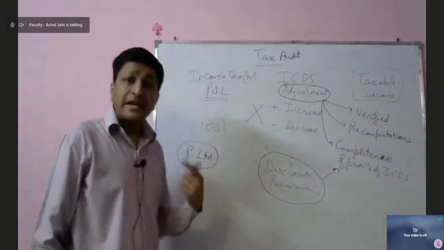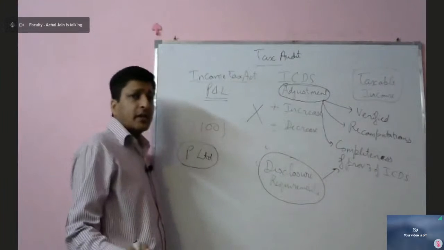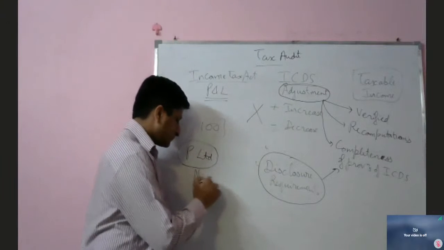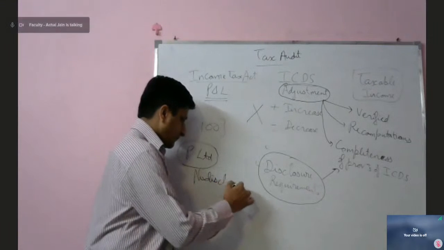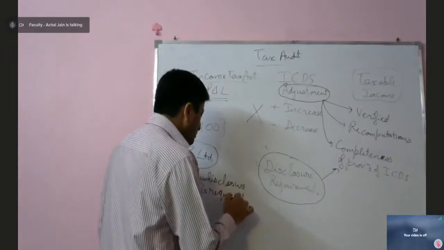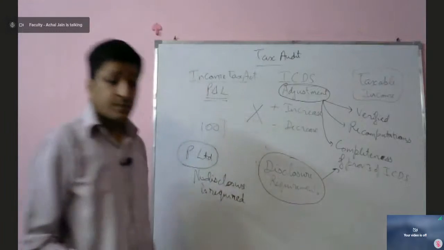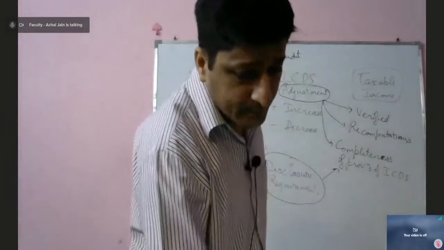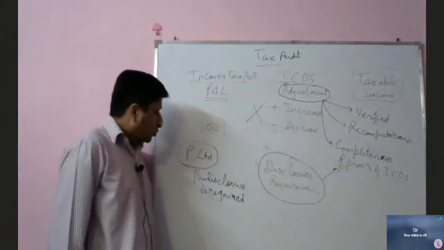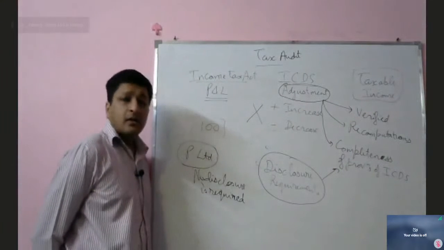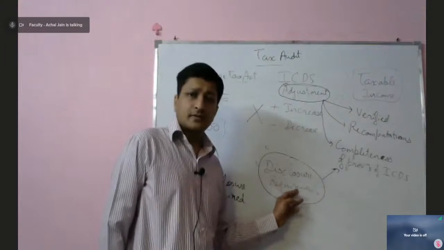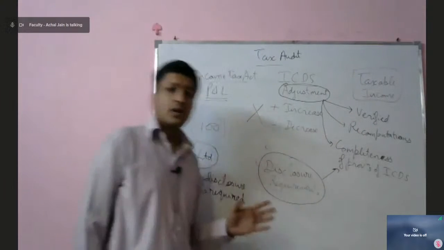P limited believes that no disclosure is required to be given for any of the ICDS. No disclosure is required. And I think this is a very, very simple question which all of you must have understood and all of you must be knowing the answer for. No disclosure is required. So that's the view of the management, and that's why they have not given any disclosure in Form 3CD.